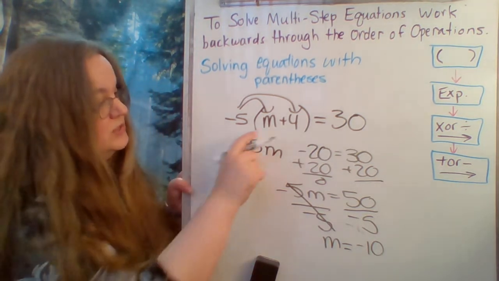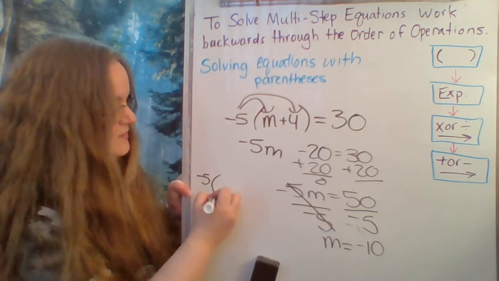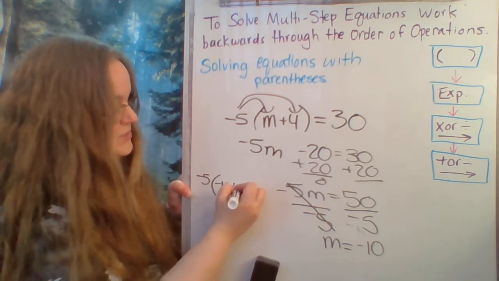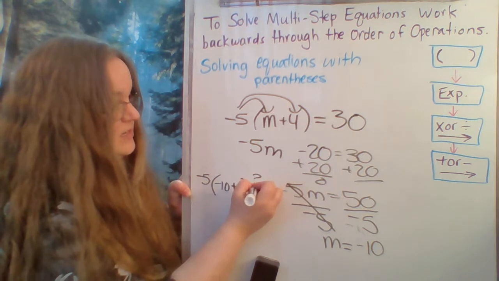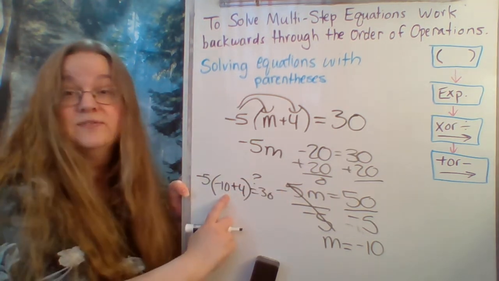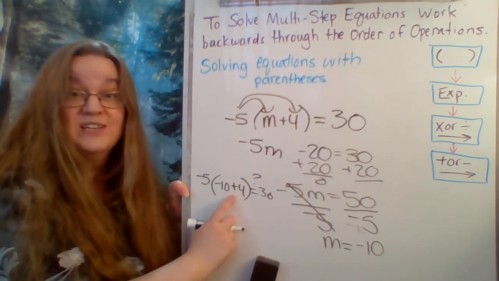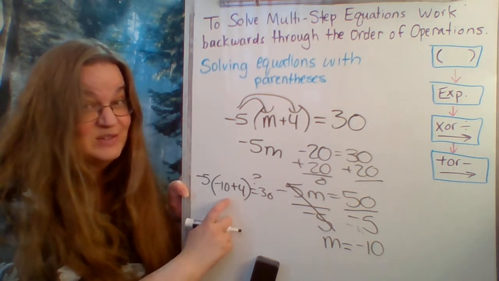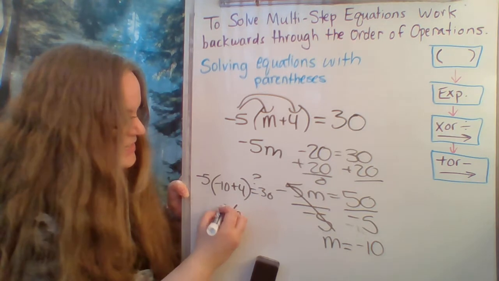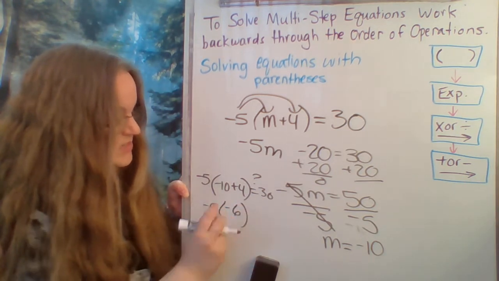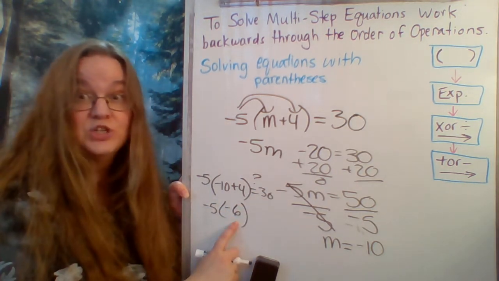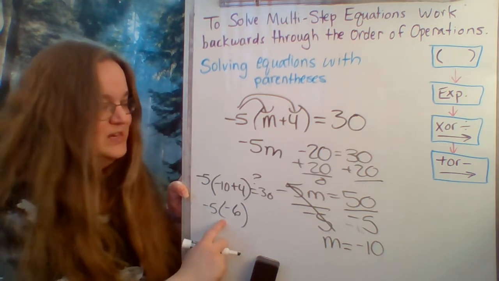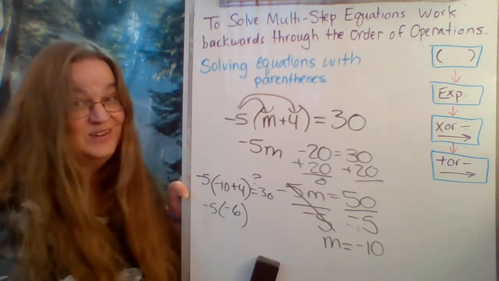And I can substitute it back in if I do -5 times -10 plus 4, and I want to see if that equals 30. -10 plus 4. These are opposites, and I'm adding, so that means I'm really subtracting. So 10 minus 4 is 6. There's more negatives, so it's -6. And -6 times -5, well, 5 times 6 is 30. They're both negative, which makes it a positive, so it does, in fact, work out.